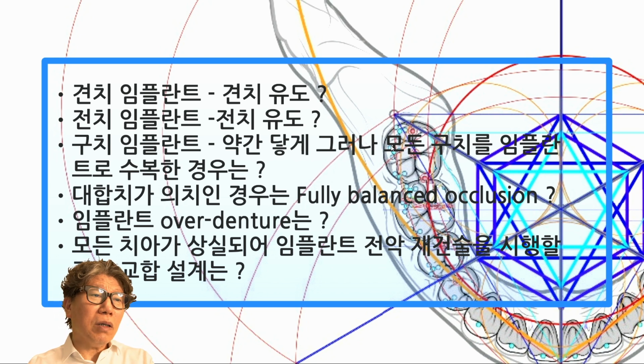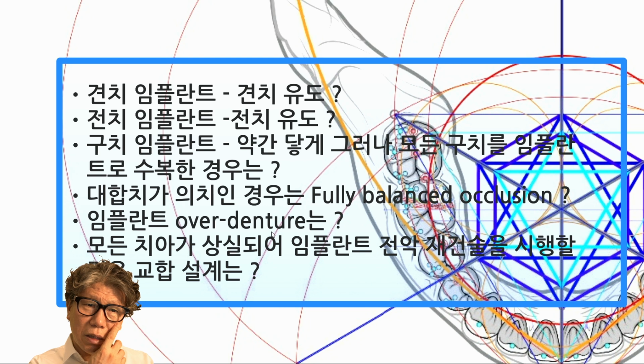Doing implant overdenture is not difficult. Only 2 or 4 implants were placed in the anterior teeth, and then you attach the attachment and proceed with the overdenture. The occlusion is difficult. Occlusion is very difficult. So this was an important point from my perspective.